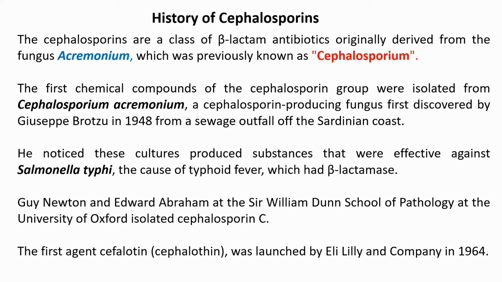The first chemical compounds of the cephalosporium group were isolated from Cephalosporium acremonium. It is a cephalosporin-producing fungus which was discovered by Giuseppe Brotzu in the year 1948 from a sewage outfall of the Sardinian coast. Actually, he noticed that these cultures produce certain substances that were effective against Salmonella typhi. It is a type of bacteria which causes typhoid fever and it has the beta-lactamase enzyme.